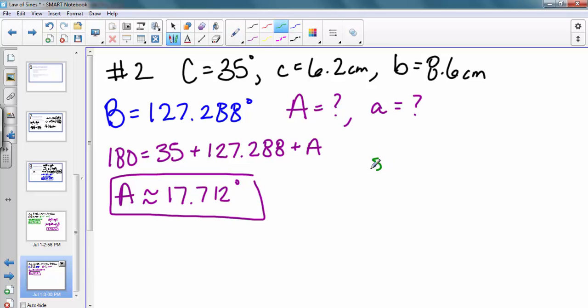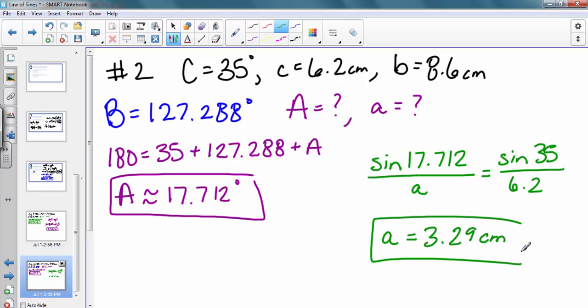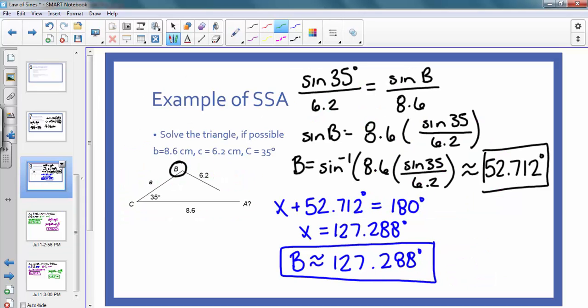Using the law of sines, I get the sine of angle A, 17.712, over the length of side A has to equal the sine of 35 over 6.2. And solving for the length of side A, I get 3.29 centimeters. So here is all of our second solution. Again, here's our first solution. And that all goes back to solving just for this one triangle for a side-side-angle.